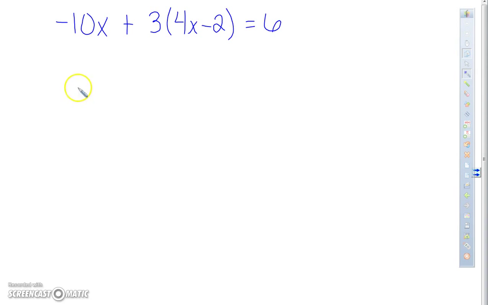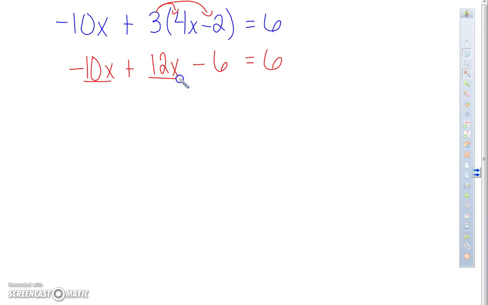So I'm going to go ahead and solve it now. Hopefully you've done the problem like I've asked. So you have negative 10x plus, I'm distributing the 3, 12x minus 6 equals 6. So you combine like terms, so you have negative 10x plus 12x, so you have 2x minus 6 is equal to 6.